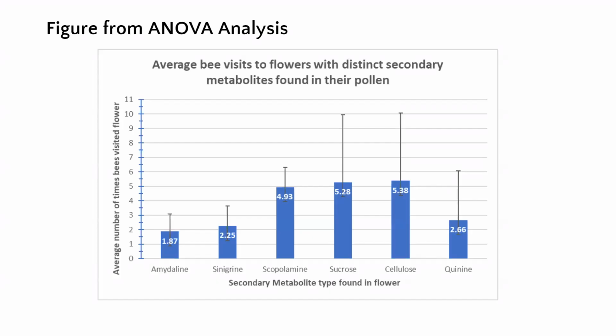Now, here is a figure from my ANOVA analysis. It has a lot of the summary statistics that you saw on the previous slide, with error bars representing the standard error. It's plotted on a graph with the x-axis representing secondary metabolite type, and the y-axis representing average number of times bees visited the flower. You can't fully say which specific treatment had the best effect on bees visiting them, because the main question, again, was looking to see if secondary metabolites even matter. Nonetheless, from this graph, we do see that cellulose has the highest by a very, very small margin over sucrose.